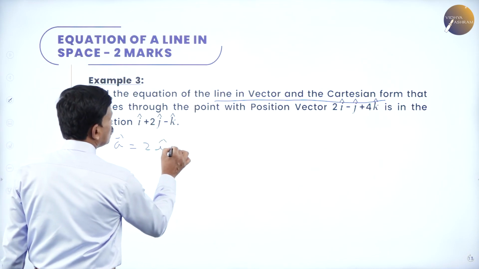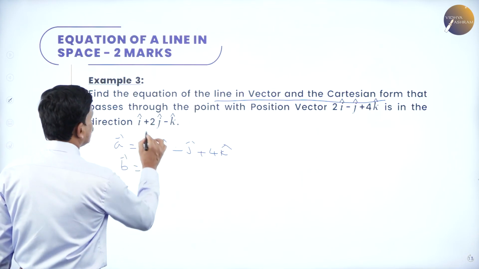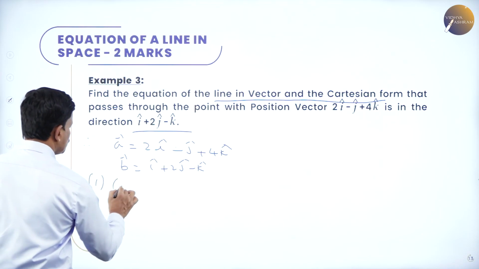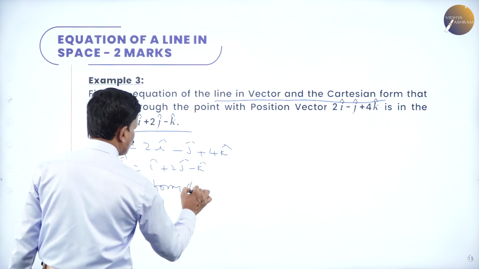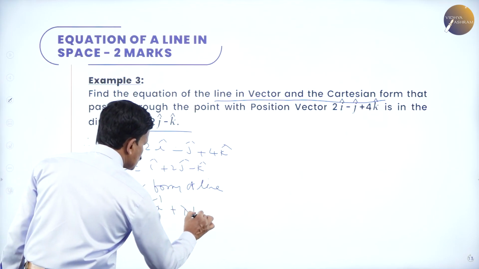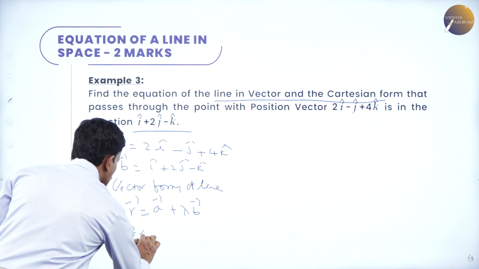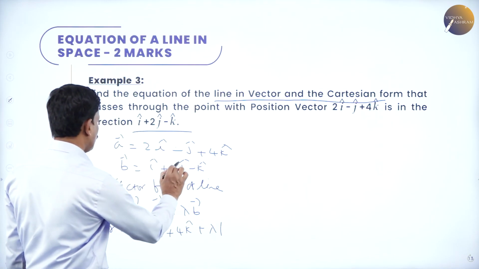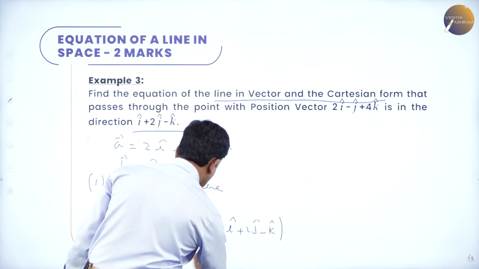Vector A is equal to 2i minus j plus 4k, and vector B is i plus 2j minus k. Now the first one is the vector equation. The vector form of a line is vector r is equal to a plus lambda into b. So vector r is equal to, what is a? A is 2i minus j plus 4k, plus lambda into vector b. Vector b is i plus 2j minus k. This is the vector equation.